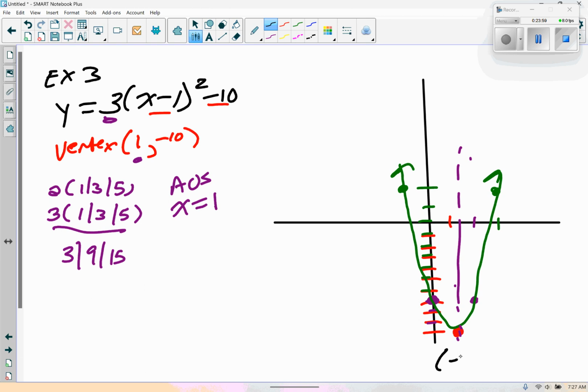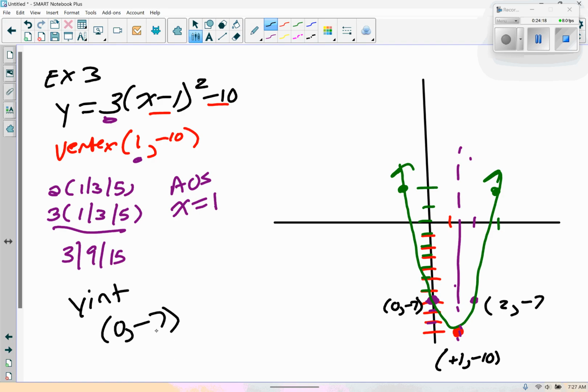We can easily get our values. We know the vertex is this, 1, -10. And then this one is going to be at 2. I added 3 to that, so -7. And this is at 0, -7. So we have the y-intercept is at 0, -7. And then I could find this value here. That's going to be 3 up, 2. And this is going to be the left one. So this is going to be at -1, 2.